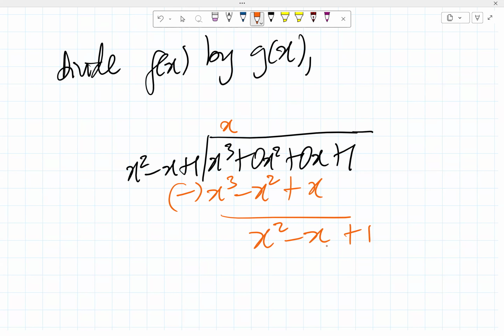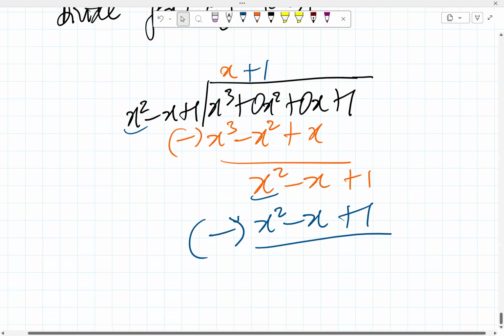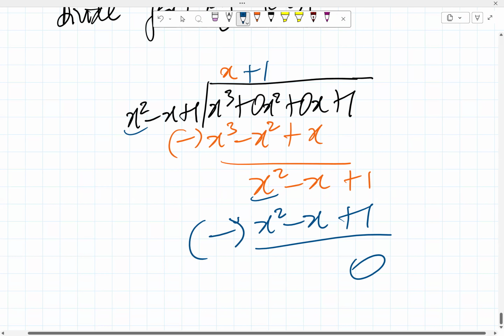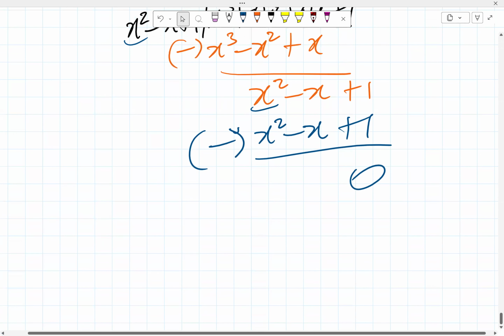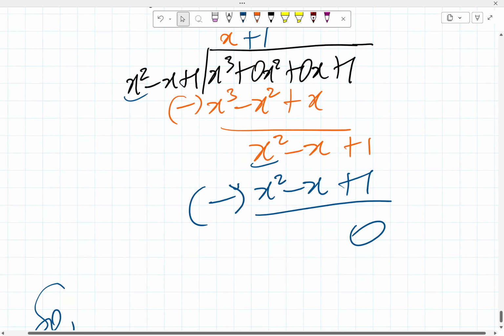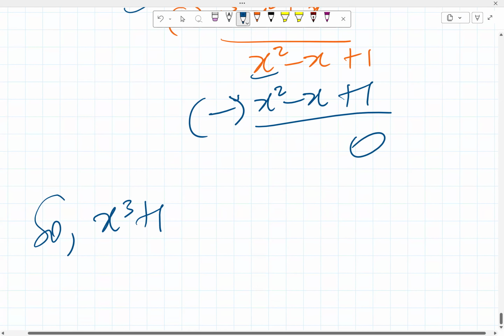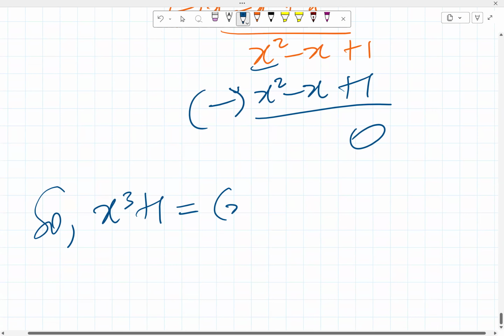Next, we see that we can still divide. So you can go for x squared divided by x squared again. That'll be plus 1. 1 times x squared is x squared, 1 times minus x is minus x, 1 times 1 is 1. So when we subtract this, everything is 0. There's basically no remainder. So since there's no remainder, we can say x cubed plus 1 is equal to the divisor, which is x squared minus x plus 1, multiplied by the quotient.